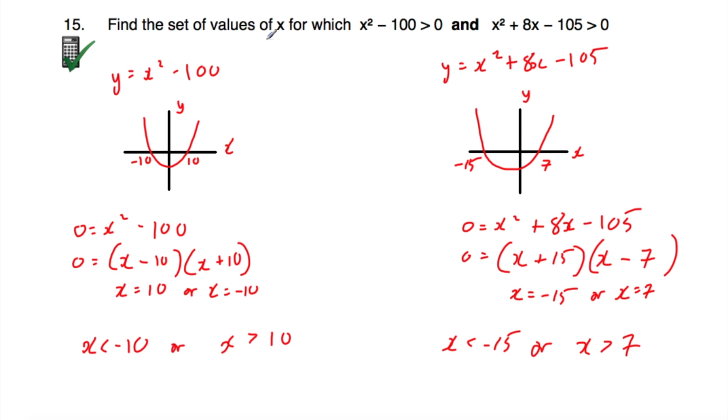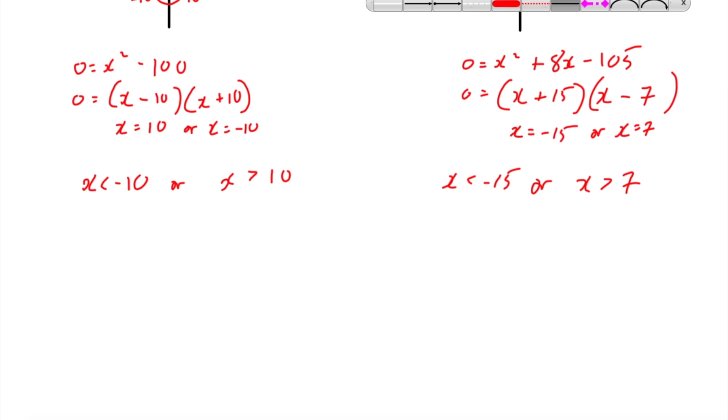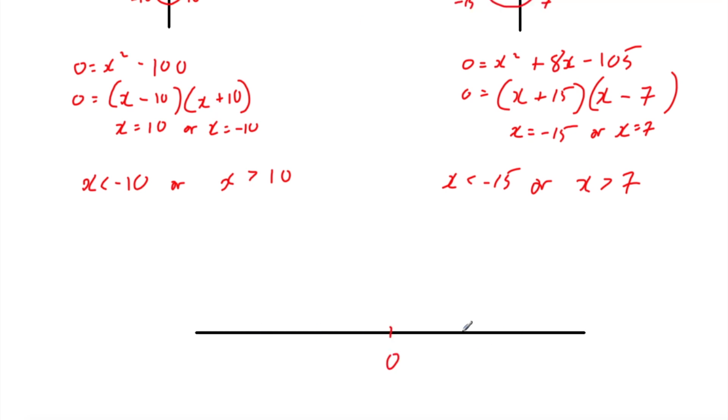Now we want to find the set of values that satisfy both of them. So let's sketch both of them on a number line. So let's draw a little number line. So here we've got a little number line. I've just done a line with 0 in the middle. I'll put some of the other numbers on this number line in a second.